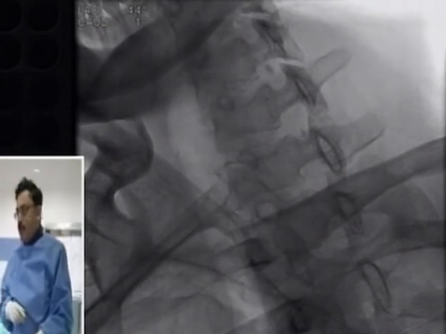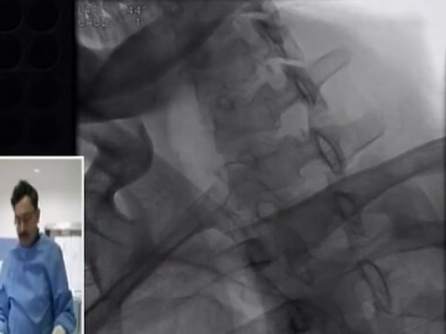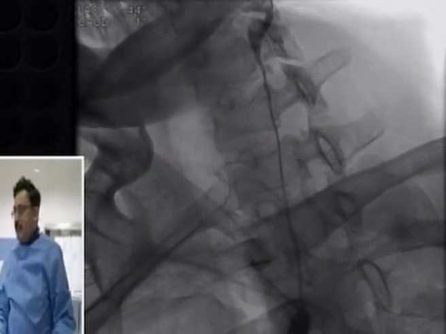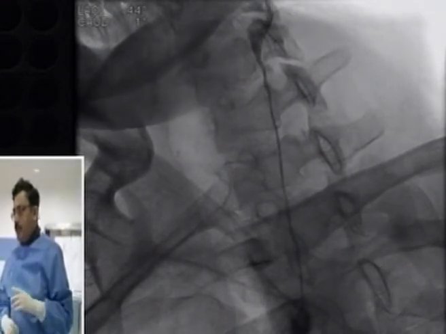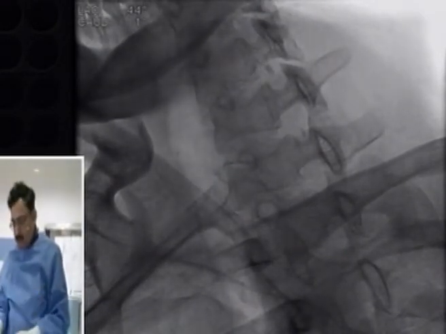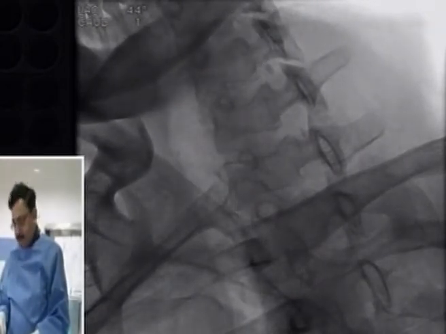Now what we have done is we have taken a 7 French arrow sheath. We have got a 4 French RCA guiding diagnostic catheter to engage this common carotid ostium. Now we are going to wire this under roadmap and then dilate it, and if required, stent this artery.